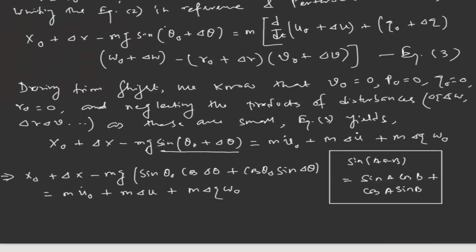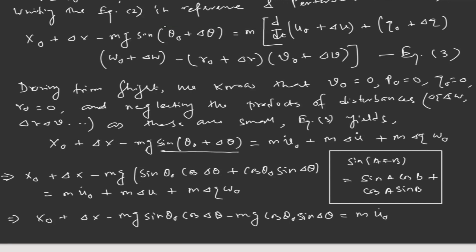Further, we can write X naught plus del X minus mg sine theta naught cos del theta minus mg cos theta naught sine del theta equal to m u naught dot plus m del u plus m del q omega naught. Let's write this as equation number 4.